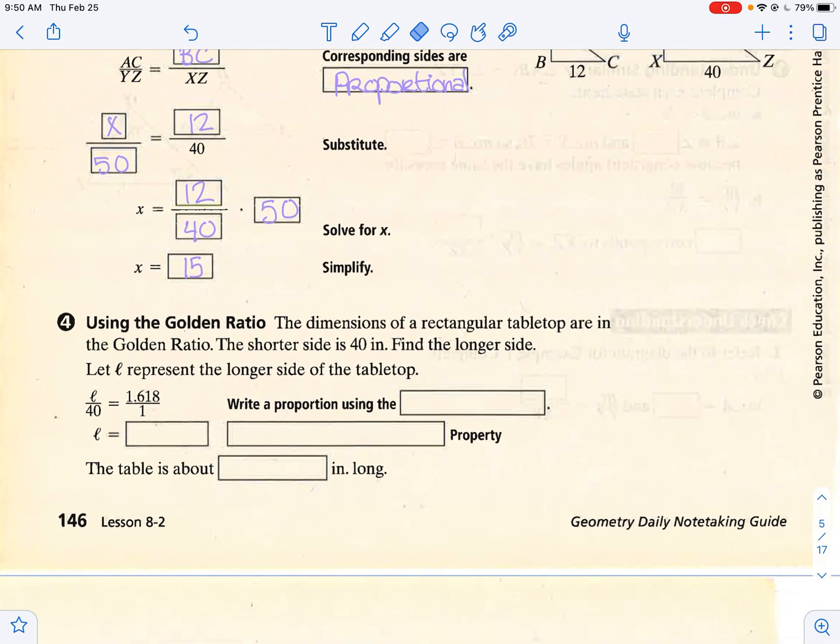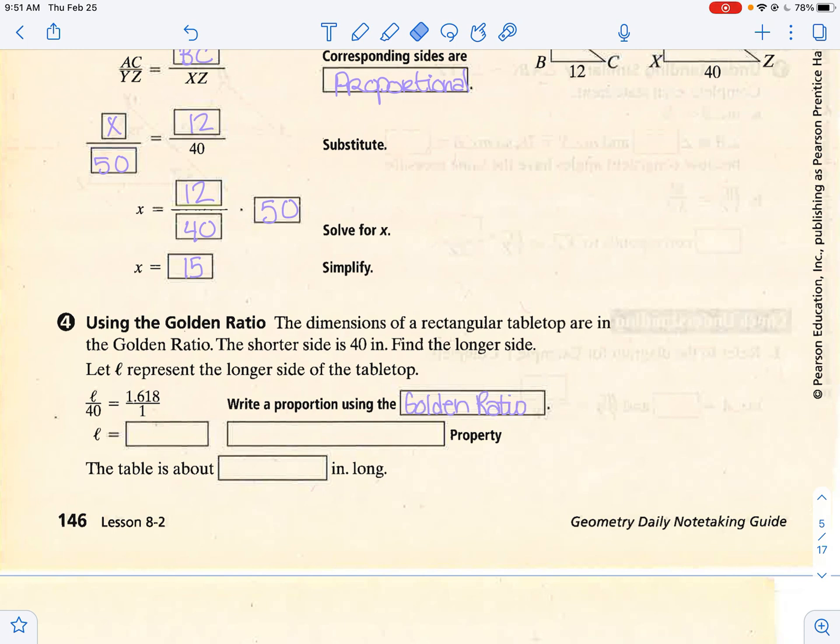And our last example, example 4, use the golden ratio. The dimensions of a rectangular tabletop are the golden ratio. The shorter side is 40 inches. Find the longer side. So L is the longer side of the table. So L over 40 equals the golden ratio, 1.618 over 1.